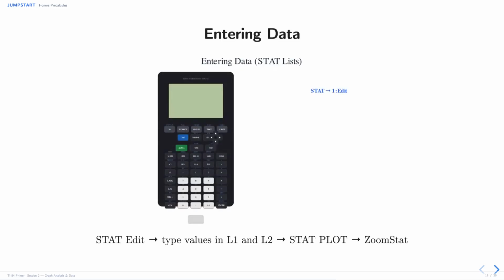Here's a step-by-step guide for entering data in lists. Start by pressing Stat and selecting Edit. Enter your X values in L1, pressing Enter after each one, then move to L2 to enter the corresponding Y values. If you need to clear a list, highlight the list name, press Clear, and then Enter. After entering your data, remember to access Stat Plot and use Zoom Stat to see your scatter plot.